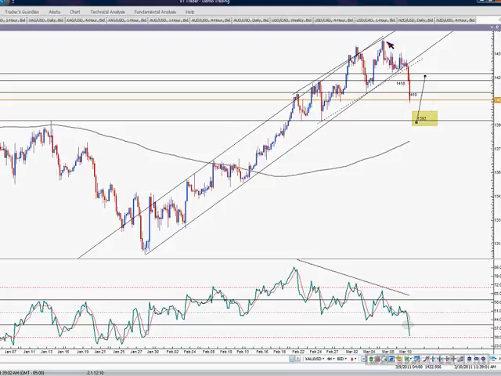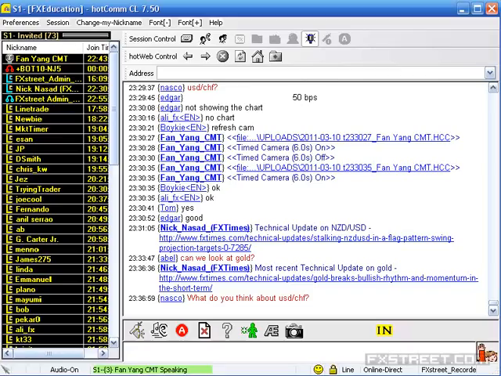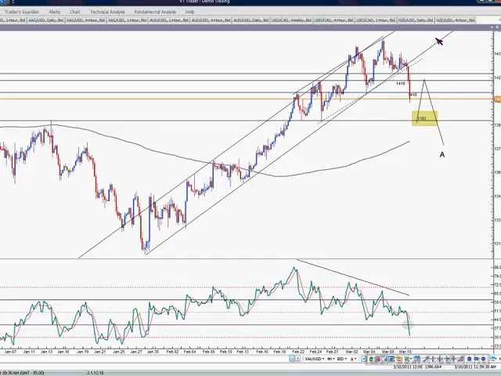So we would have completed an impulse wave down. That means this would be wave A. Okay, so that's one scenario. The other scenario is this is already A, B, C, and a rally from 1393 area. Okay, we could use the Fibonacci expansion as well to target this swing right now.